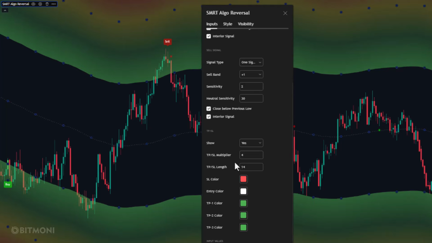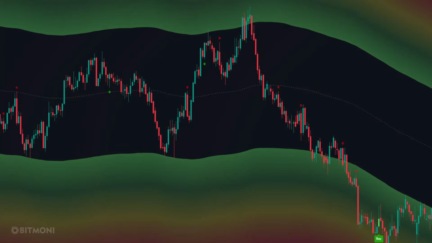Now, let's head over to how we can trade with this indicator. The strategy is straightforward. Since the objective is to trade market reversals, we will only be trading at points of price overextension. Here's how it works. In a bullish setup, we wait for the price to dip into the lower reversal band and generate a buy signal. Conversely, in a bearish setup, we look for the price to rise into the upper reversal band and trigger a sell signal.